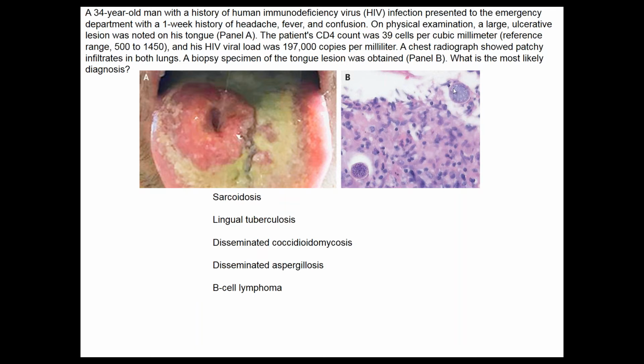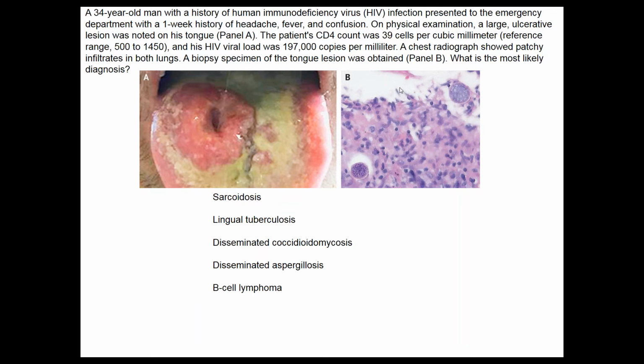are these spherical things shown here, and these are spherules. They're typical for coccidioidomycosis, and that's the correct diagnosis. Some fungi form spherules, and these are filled with spores that then make other fungi.